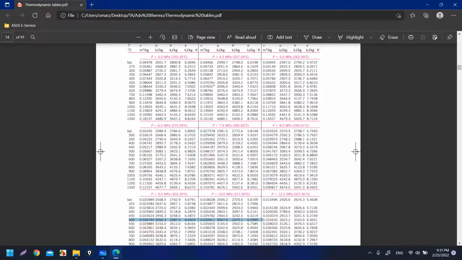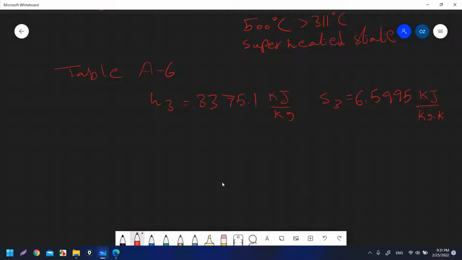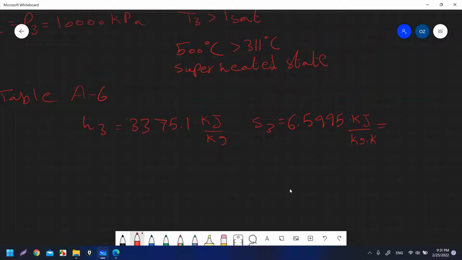Okay, so under 10 megapascal, 500 degrees Celsius, I'll take these two numbers for H and specific entropy. So H3 will equal 3375.1 kilojoule per kilogram. S3 is equal to 6.5995 kilojoule per kilogram Kelvin, and this one is equal to S4S, the ideal specific entropy at state 4.